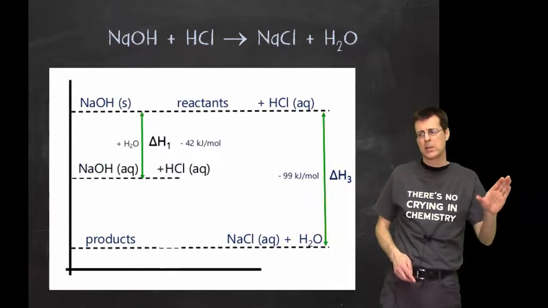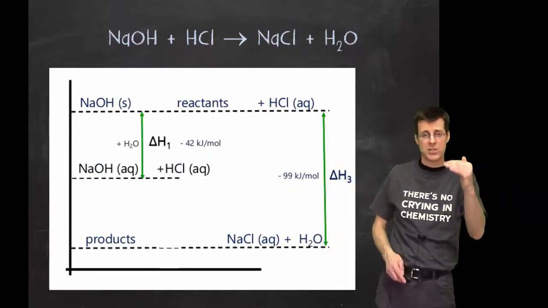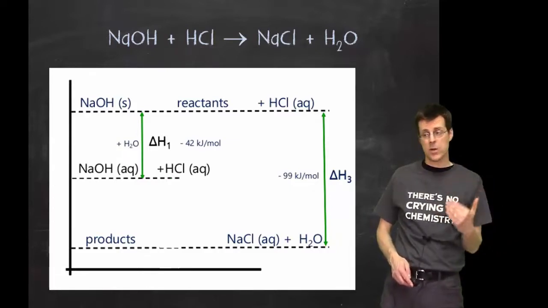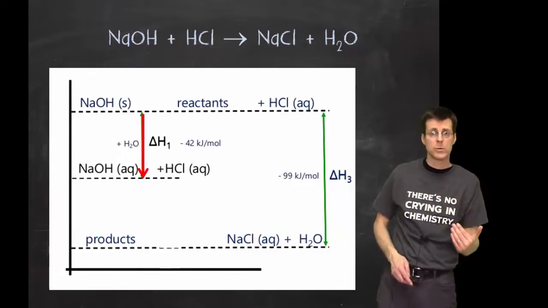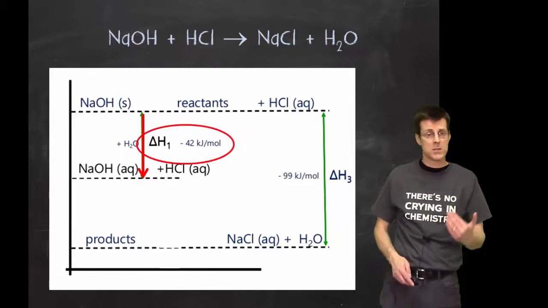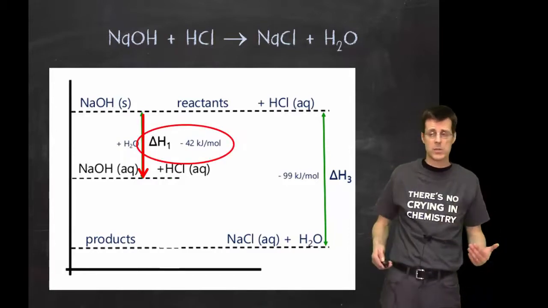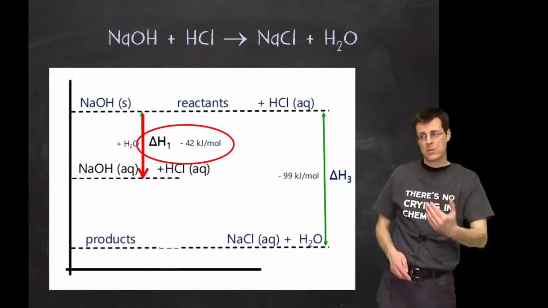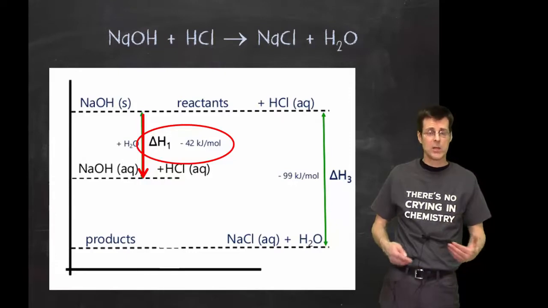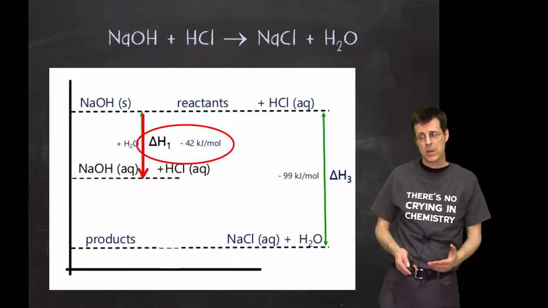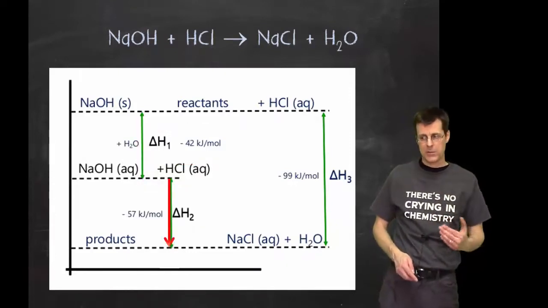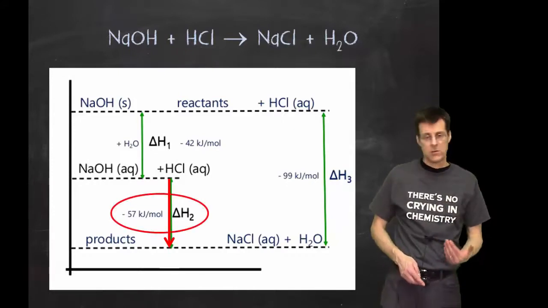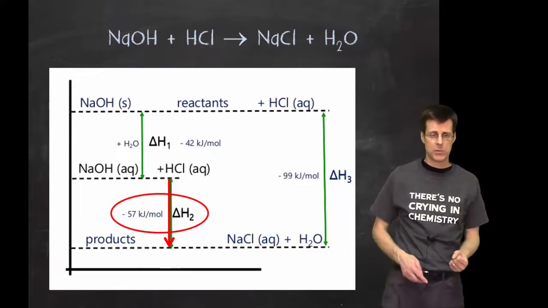But if I look at it in steps, if I first take that sodium hydroxide and dissolve it in water, so now I make a sodium hydroxide solution, I will release a certain amount of energy. In this case, it's about 42 kilojoules, so negative 42 kilojoules of energy. If I then bring the hydrochloric acid, the HCl solution, I mix the two solutions, and I put that together, now I will have more energy released to the tune of about 57 kilojoules of energy.